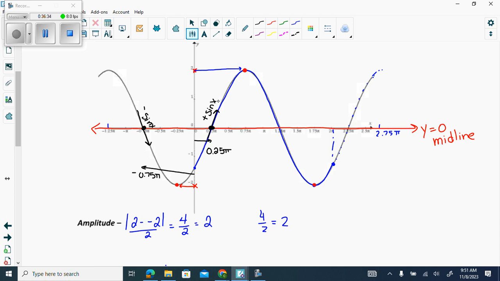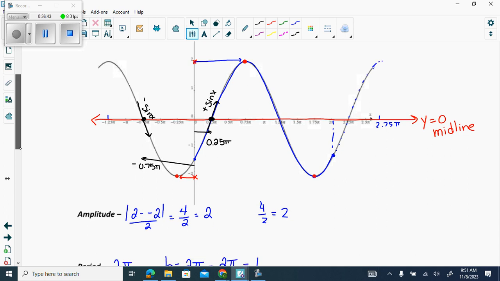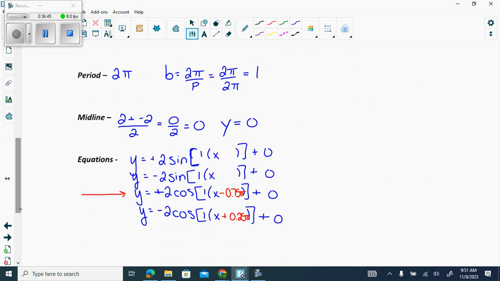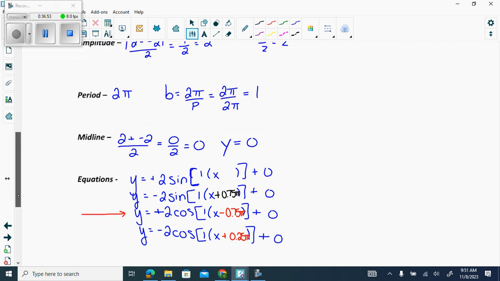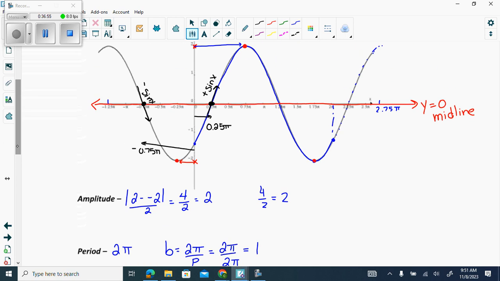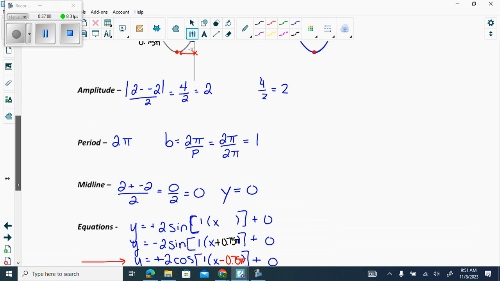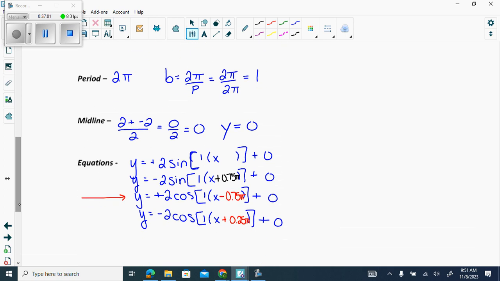So for the negative sine x equation, if we pretend that's actually a horizontal line instead of whatever I drew, it is going to be 0.75 pi to the left for negative sine. So if I want to go 0.75 pi to the left, I have to add 0.75 pi. And for the positive sine, I want to go 0.25 pi to the right, so I have to go minus 0.25 pi.